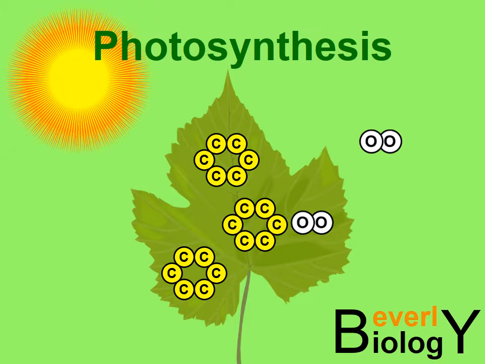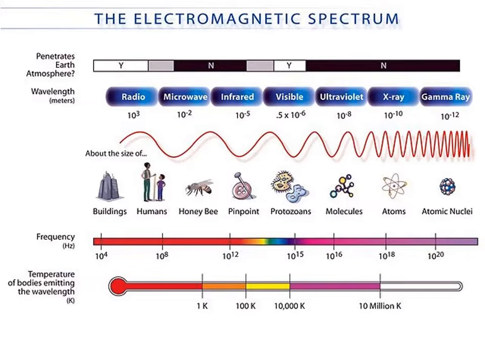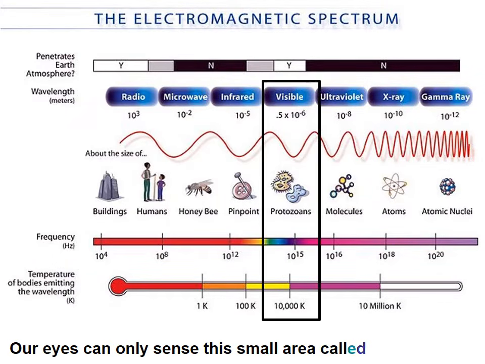So let's get started. I'd like to direct your attention to the electromagnetic spectrum. It's the energy given off by the sun, and visible light really is what's going to power photosynthesis. Visible light is only a small portion of the electromagnetic spectrum, but we're going to focus on visible light given off by the sun because that's what's responsible for photosynthesis.